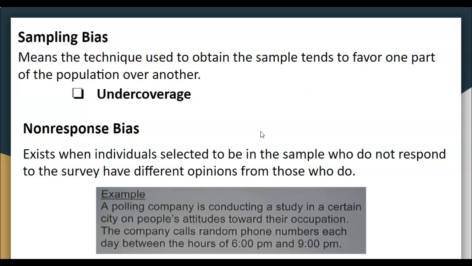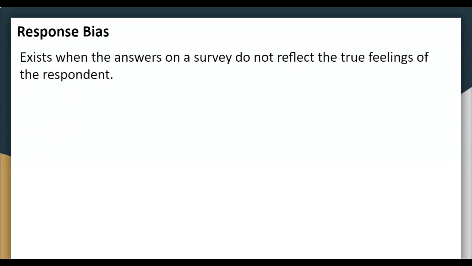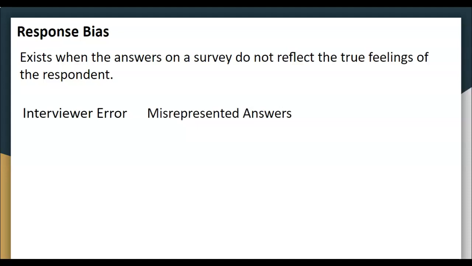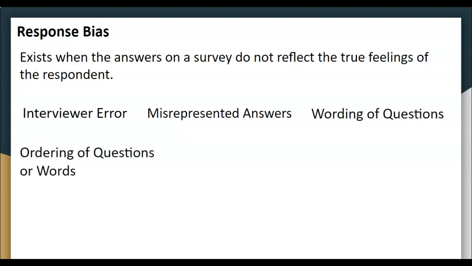The third source of bias is response bias. Response bias exists when the answers on the survey do not reflect the true feelings of the respondent. Response bias can occur in a number of ways: interviewer error, misrepresented answers, wording of questions, ordering of questions or words, type of question, and data entry error.